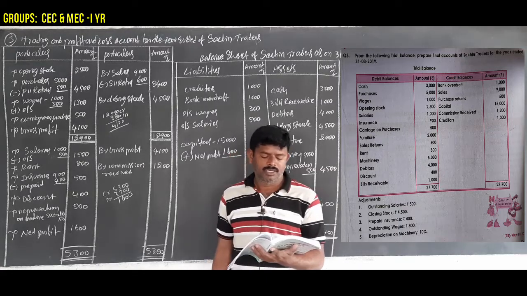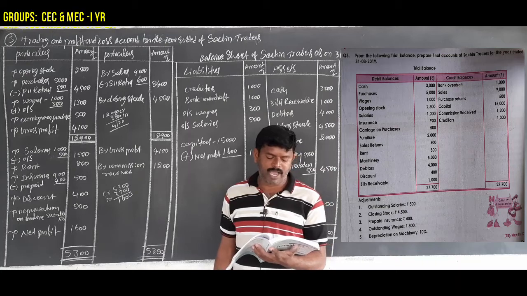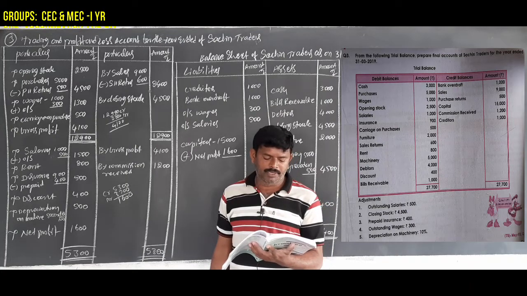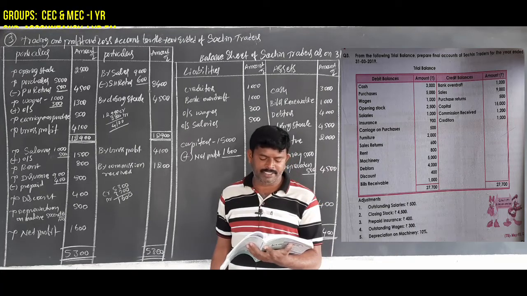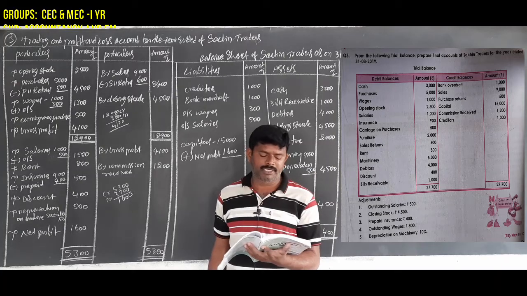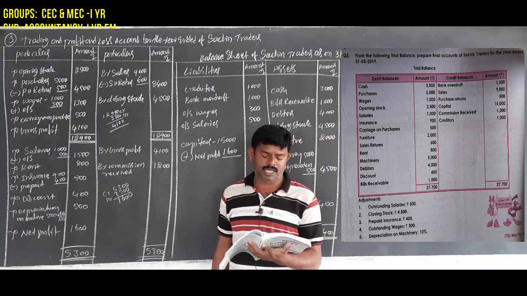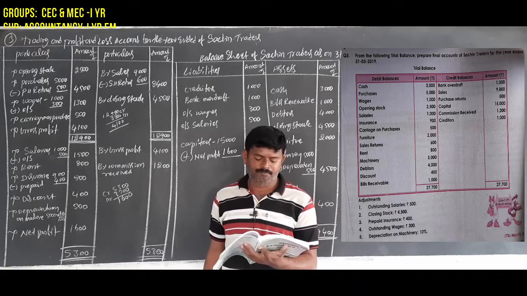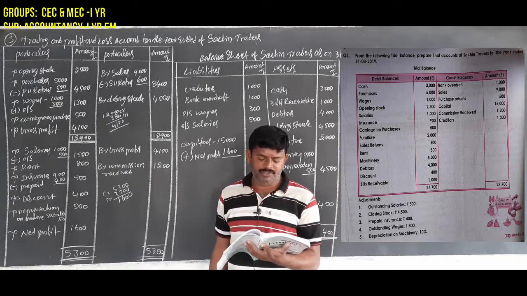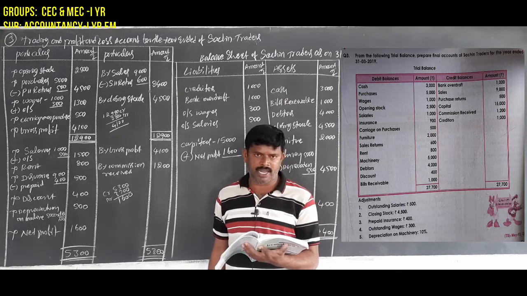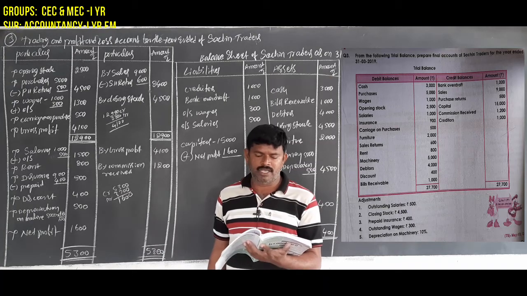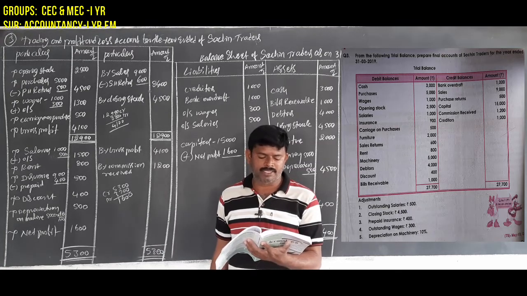Come to the credit side of the trial balance: bank overdraft, liability side; sales, trading account credit side; purchase returns must be deducted from the purchases. This is another thing. Capital, liability side; commission received, P&L account credit side; creditors, liability side. Okay, this is about the trial balance credit balances.